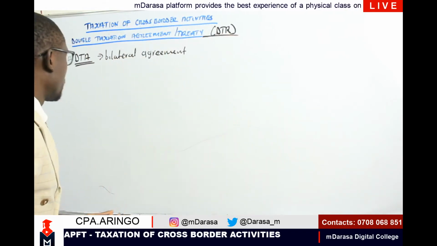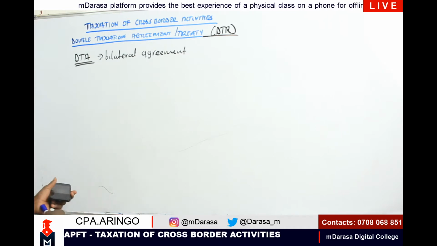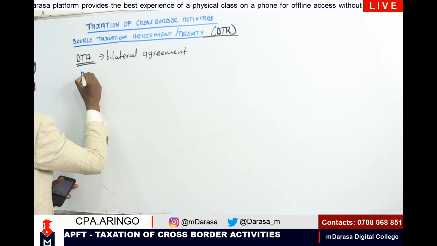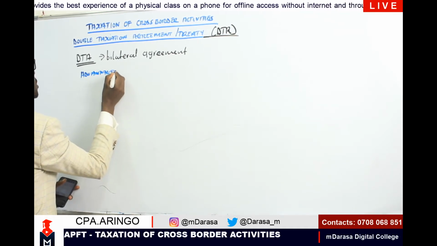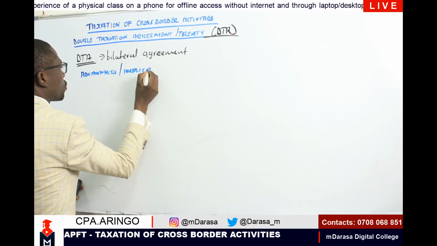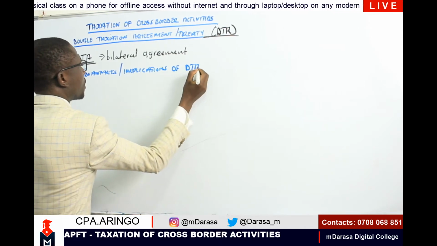This DTR, or double taxation agreement, normally comes with a lot of advantages. That should take us to the next component, which is very important for us to understand: what are some of the advantages of DTA? You can be asked to give advantages, or to term it as implications of DTA.